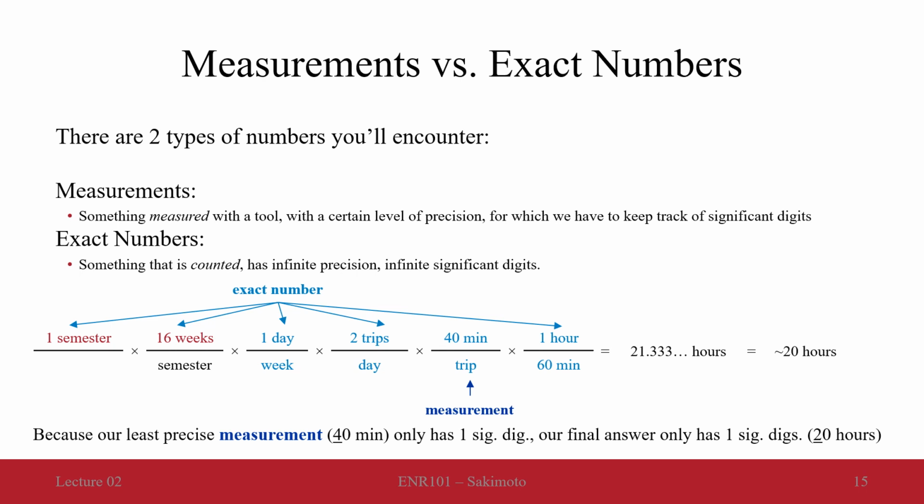We of course know that because this measurement is not terribly precise, with only 1 significant digit as we recorded it, our final answer can only also have 1 significant digit here because we have multiplied and divided everything. So we take our final 21.33 repeating hours, and we have to round that out to 20 hours with also only 1 significant digit. Again, we try to do so because we want to preserve the uncertainty, how confident or not confident we are in this 40 minutes, and make sure that comes through and is translated through in our final answer.